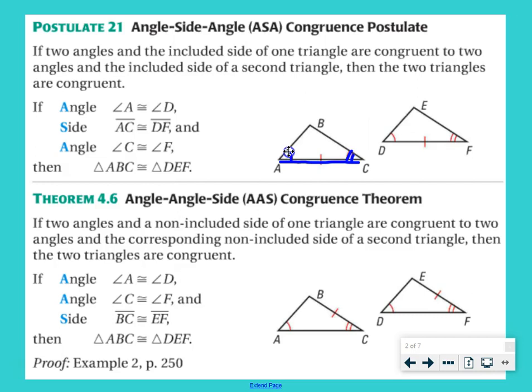And then for our next one, angle, angle, side congruence theorem: if two angles and a non-included side of one triangle are congruent to two angles and the corresponding non-included side of a second triangle, then the two triangles are congruent. So it's angle, angle, and then the side that's not in between the two angles.